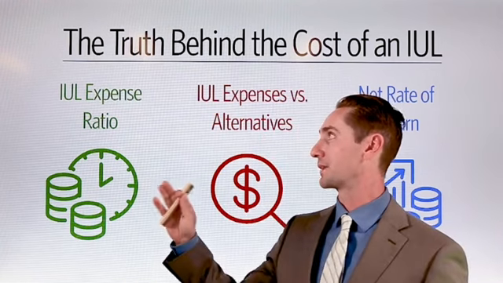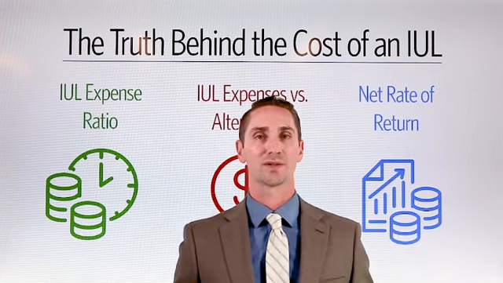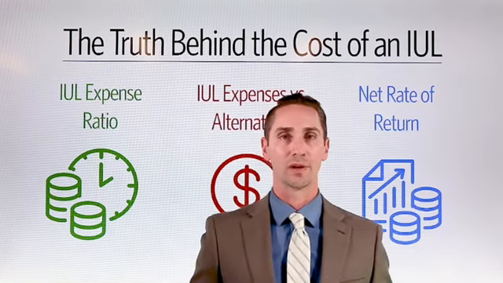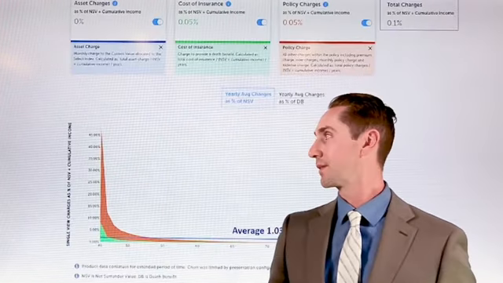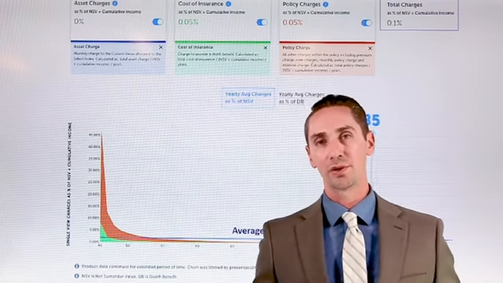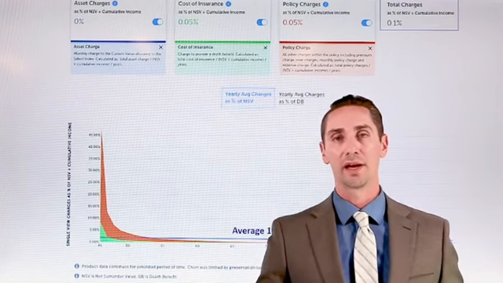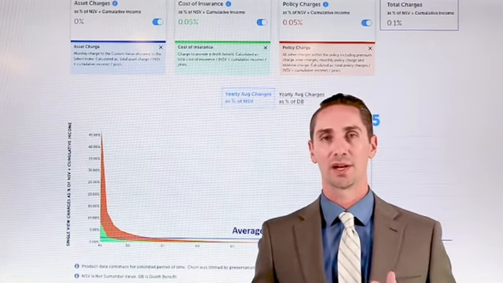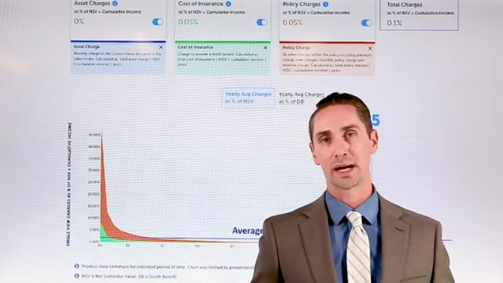First, I'm going to talk about the IUL expense ratio. Second, the IUL expenses versus alternatives. And lastly, the net rate of return of an indexed universal life policy. So first, let's talk about the IUL expense ratio. What I'm going to use for this analysis is a 45-year-old male in good health, $1 million death benefit, funding the maximum premiums into the policy that the IRS will allow over a 10-year time frame.